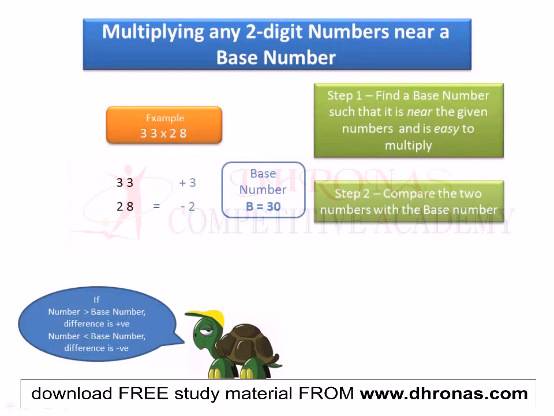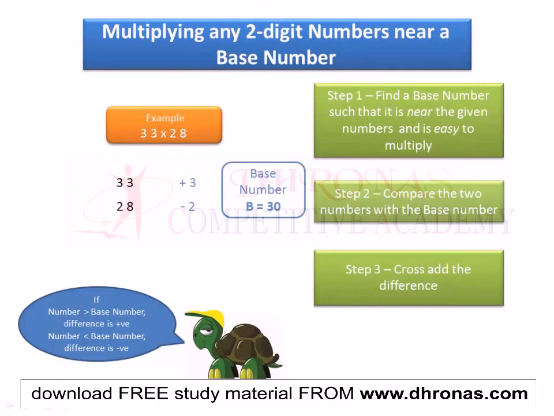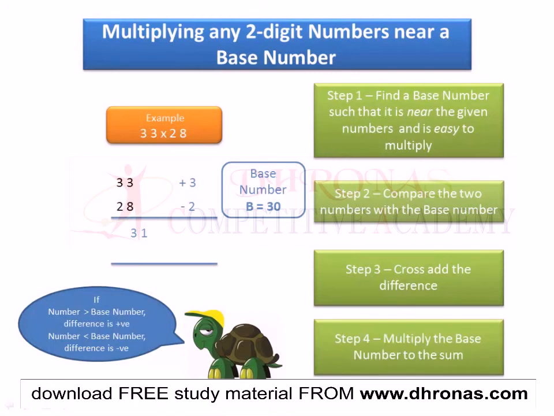The next step is to cross add these differences. So we take 33 minus 2, which is 31, or we can also take 28 plus 3, which is also 31. Either way, we get 31 as the sum. The next step is to multiply this sum 31 with the base number 30. 31 times 30 is 930.